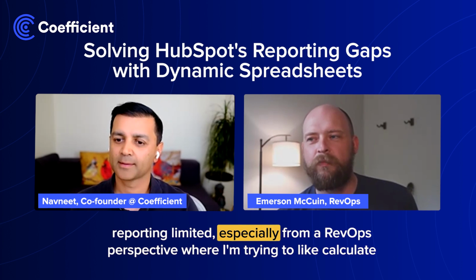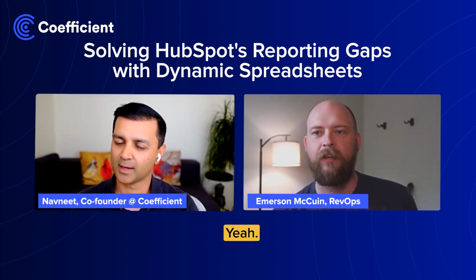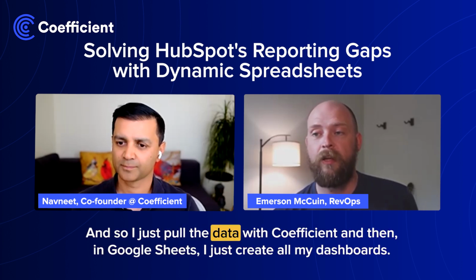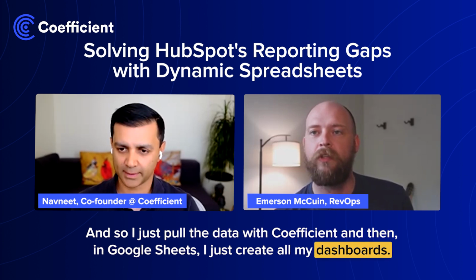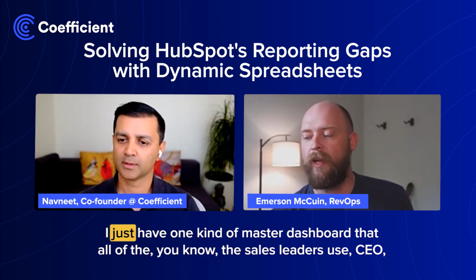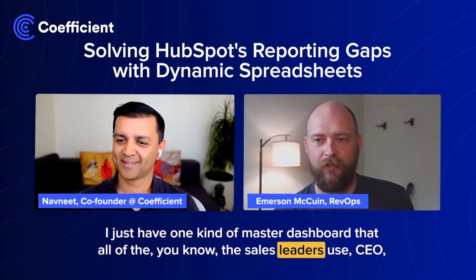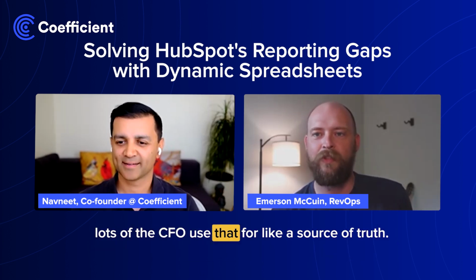Yeah, so we use HubSpot for our CRM, and I find a lot of the reporting limited, especially from a RevOps perspective, where I'm trying to calculate conversion rates and things like that. You can't do that natively in HubSpot, so I just pull the data with Coefficient, and then in Google Sheets I create all my dashboards. I have one master dashboard that all of the sales leaders use. The CEO looks at it, and the CFO uses it as the source of truth.